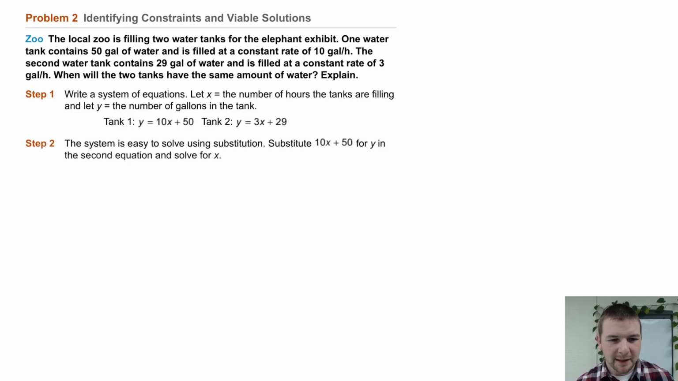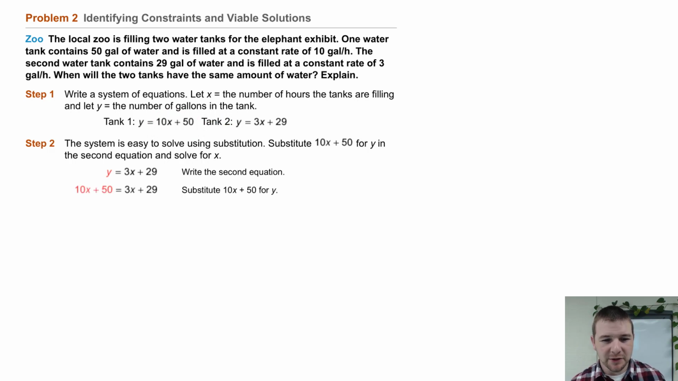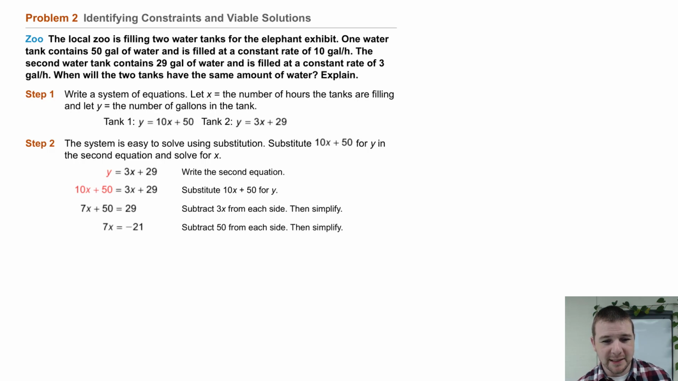Step 2. The system is easy to solve using substitution. We'll substitute 10x plus 50 for y in the second equation and solve for x. Writing the second equation, y equals 3x plus 29, substituting 10x plus 50 for y, subtracting 3x from each side, then simplifying, subtracting 50 from each side, simplifying, dividing each side by 7, we find that x equals negative 3.